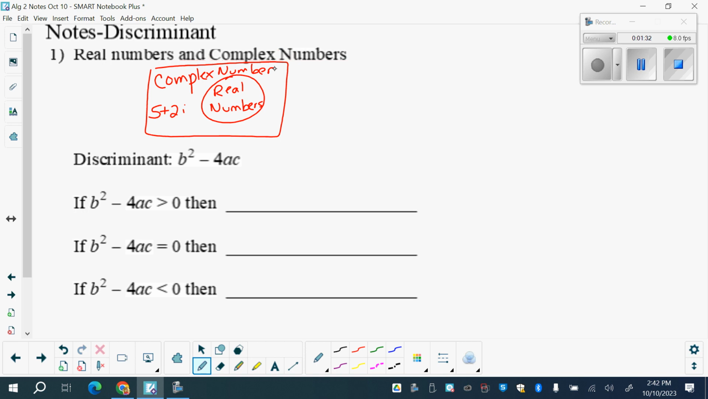Okay, so what we're going to do is talk about the discriminant today, b squared minus 4ac. Anybody recognize where that comes from? Yeah, it comes from the quadratic formula. Specifically, the part that is underneath the square root.